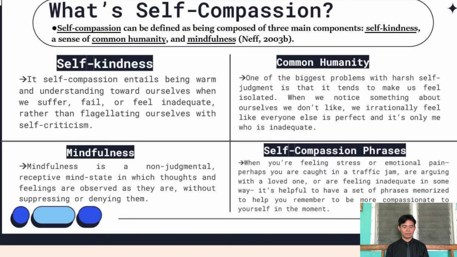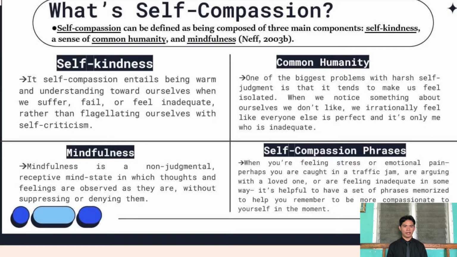Common humanity. Common humanity is a perspective that views our own failings and feelings of inadequacy as part of the human condition shared by nearly everyone. The very definition of being human is that one is mortal, vulnerable, and imperfect. Therefore, self-compassion involves recognizing that suffering and personal inadequacy is part of the shared human experience, something that we all grow through rather than something that happens to me alone.